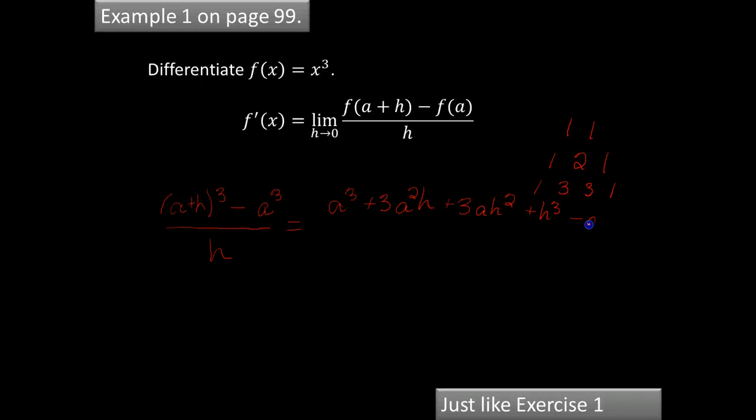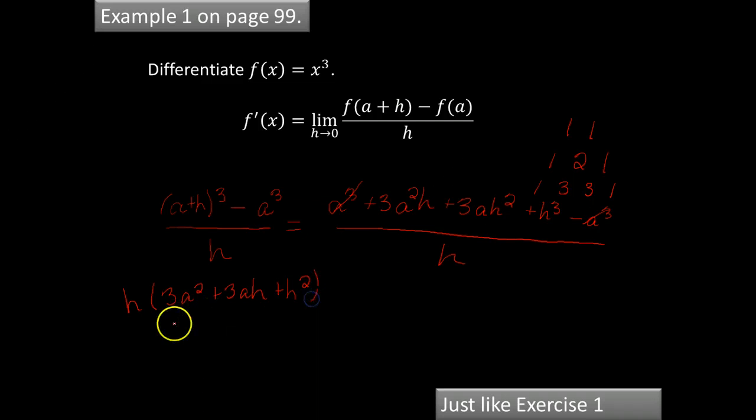Alright, minus our a cubed for our f of a value up there in the numerator, all of that over h. And we're going to get some cancellation happening here. A cubed and minus a cubed are going to cancel. And when you look at the expression that's left in the numerator, h, h, h, so we have an h to cancel out, which is always what happens. So we have our 3a squared plus 3a h plus h squared, all of that over h.